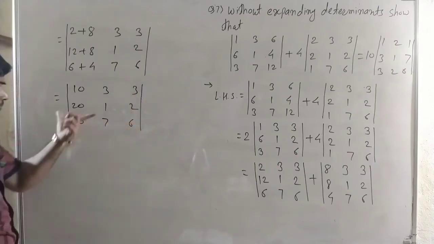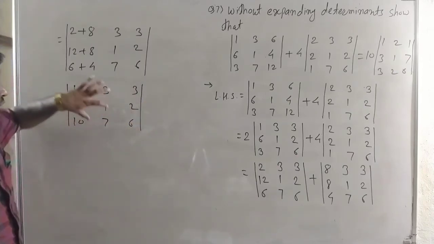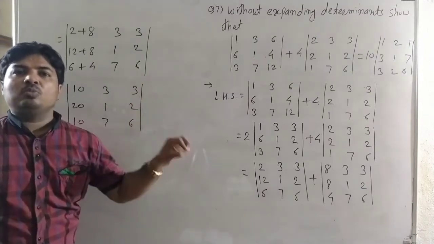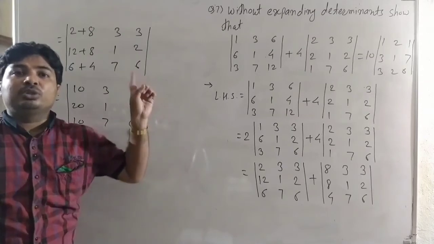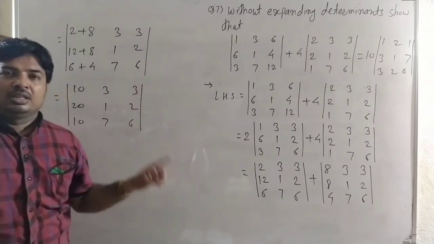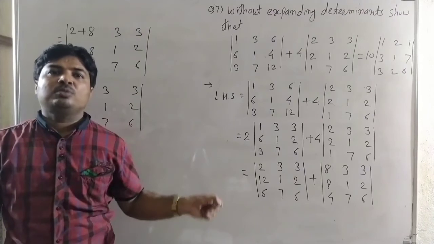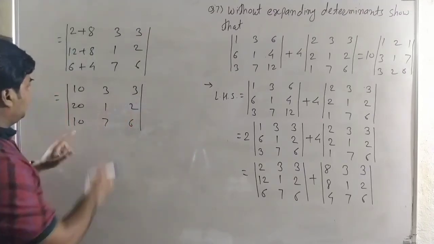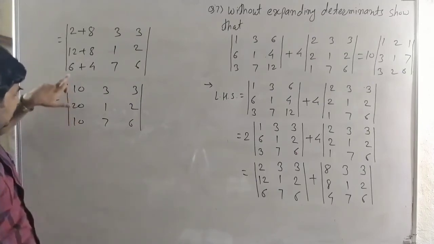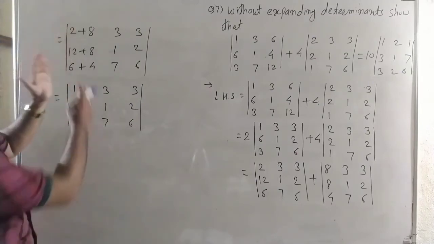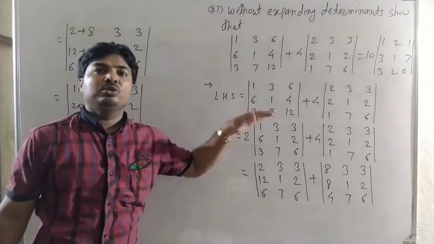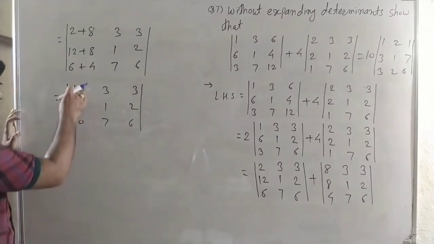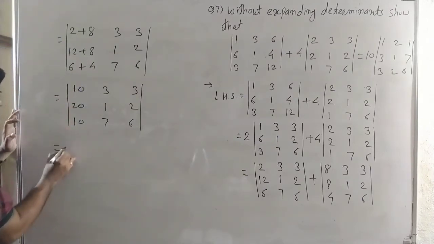See carefully this. Here we use the property: when we express all elements in a column or row as the sum of two numbers, the value of the determinant is the sum of the obtained determinants. Suppose this is the original determinant; we express the first column elements as the sum of two numbers, then we obtain this determinant. Here we use this property in the reverse order.